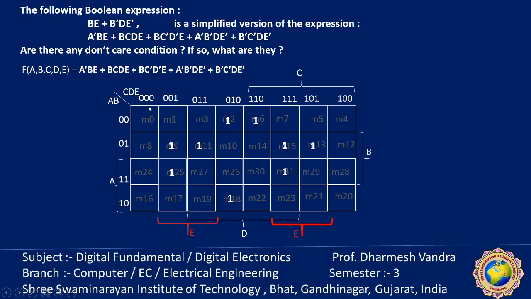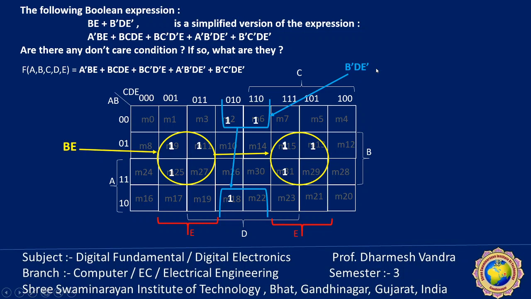Now we will first take B E. To represent B E, B is the middle two rows, and E is this four cell and this four cell. So these 8 minterms represent the variable B E. Now next is B dash D, B dash D E dash. B dash is the first and last row. D is this four cell and the middle four cell of the first row and last row. And E dash is only the middle two cells. So 2, 6, 18 and 22 represent B dash D E dash.